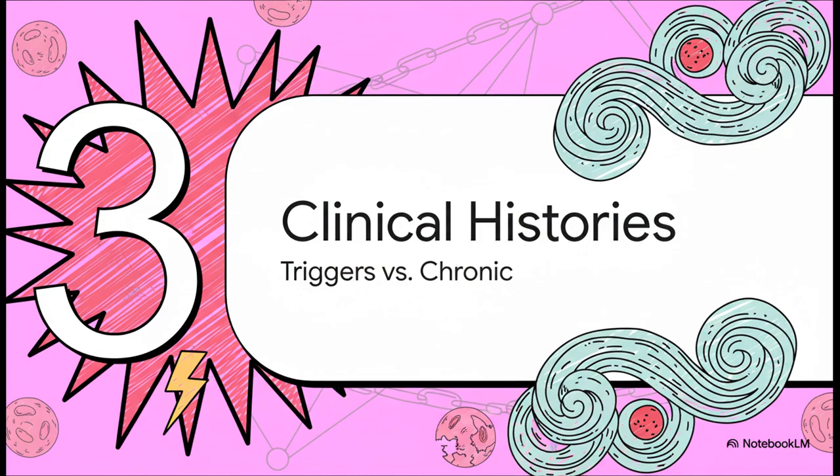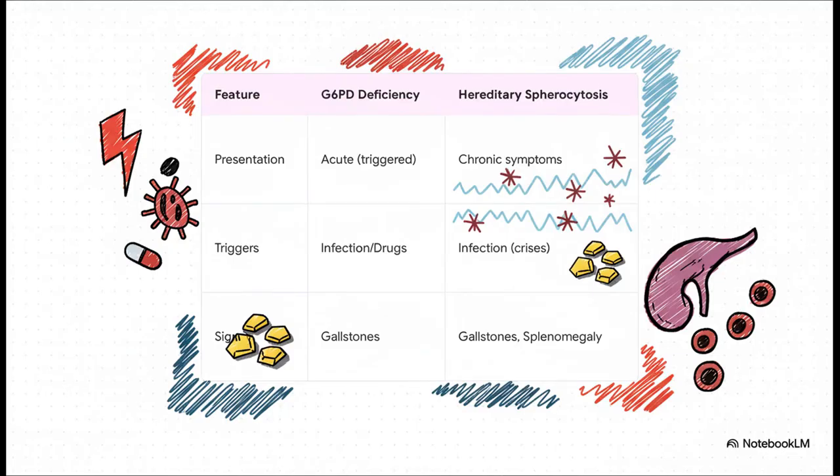Okay, so we've got the patient's profile. Now let's build on that with a clinical history. The way the symptoms actually show up, whether they're sudden and triggered or kind of chronic and always there, is another huge piece of the puzzle. And this just lays out the two different stories beautifully. Both can show up with neonatal jaundice, but G6PD deficiency is all about these acute hemolytic episodes that are kicked off by oxidative stress. Think about infections or certain drugs like sulfa drugs or even fava beans.